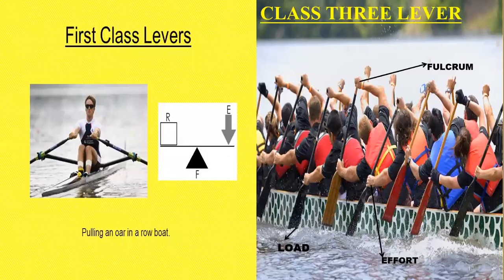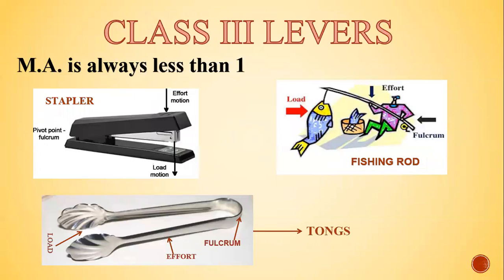For class 3 levers, let us study class 3 levers. For this type of lever, in class 3 lever, the mechanical advantage is always less than 1. The example is a stapler.